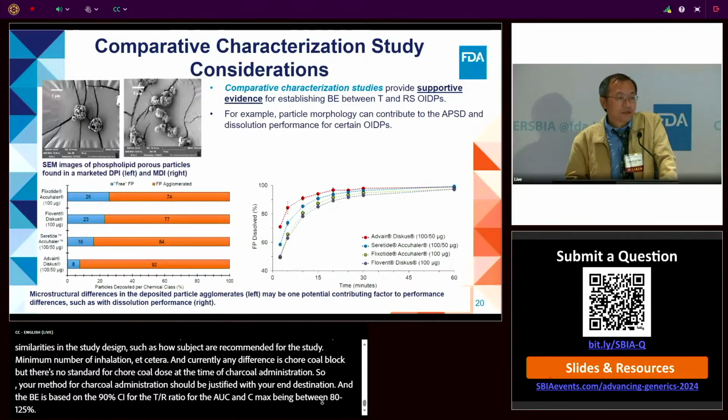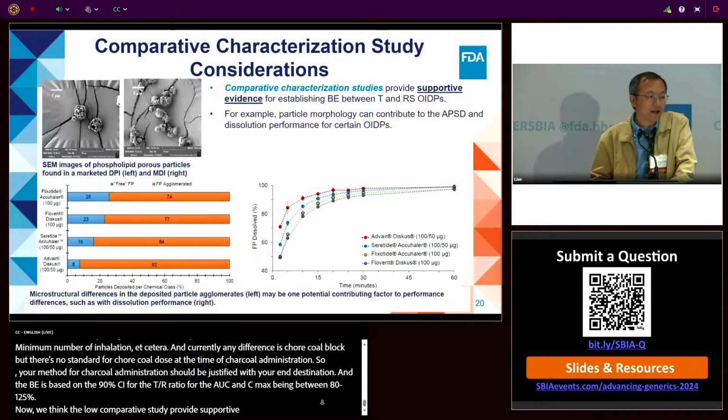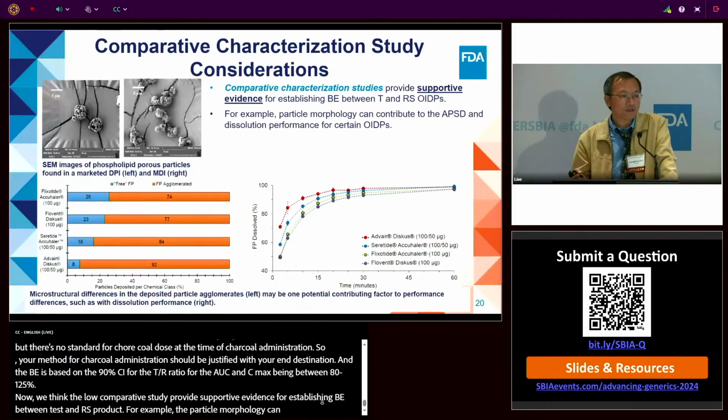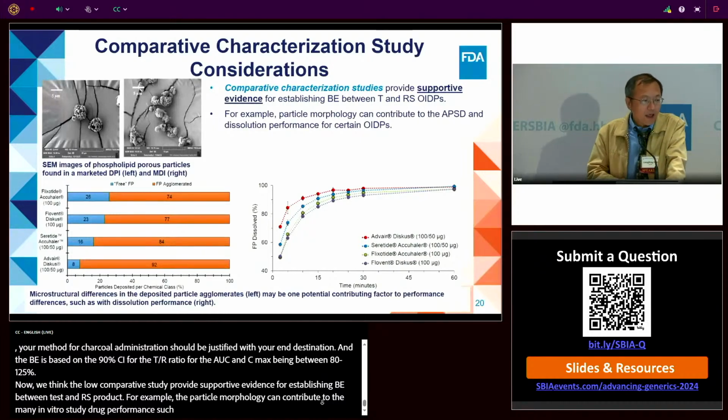Now we think that the role of comparative characterization study provides supportive evidence for establishing BE between the test and the RLD products. For example, the particle morphology can contribute to the in vitro drug performance, such as APSD and the dissolution performance.